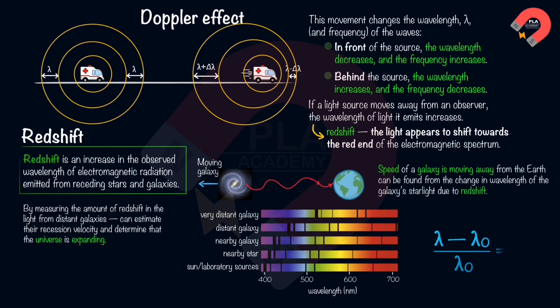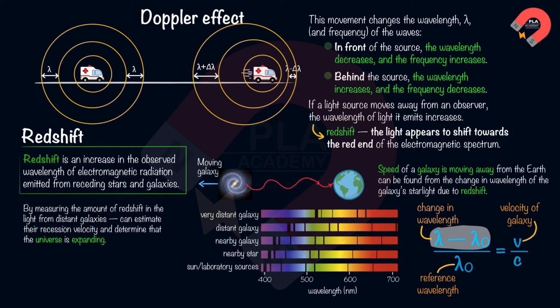This equation shows us how to calculate the speed at which a star or galaxy is moving relative to us, where lambda 0 is the reference wavelength measured from the Sun or stationary source in laboratory. Lambda is the wavelength measured from the distant galaxies or stars. So, lambda minus lambda 0 is the change in wavelength. V is the velocity of a galaxy. C is the speed of light in vacuum, which is 3 times 10 to the power of 8 meters per second.